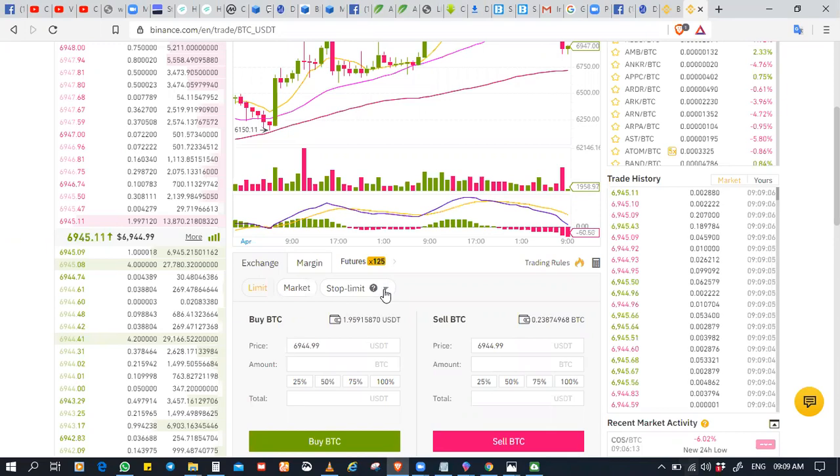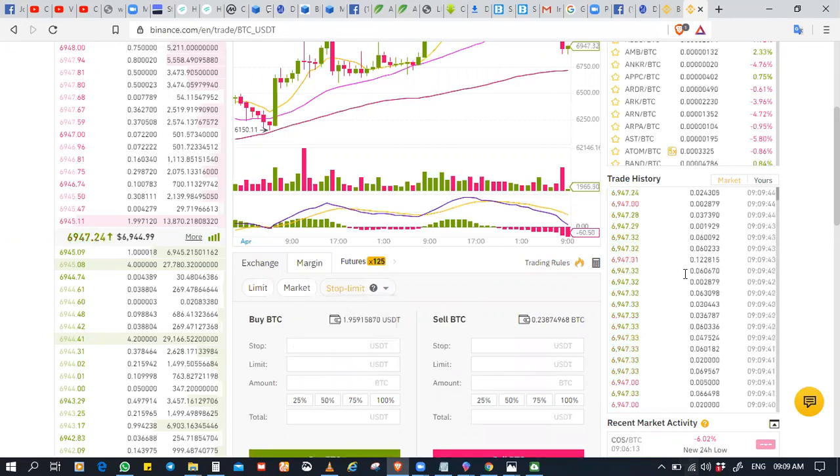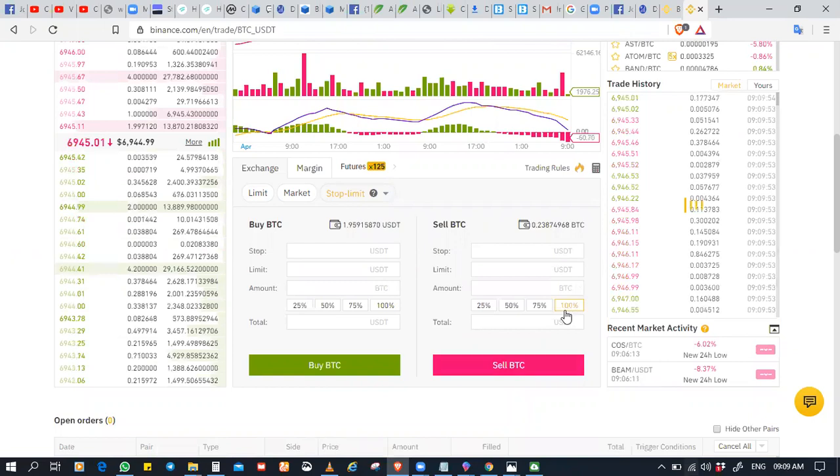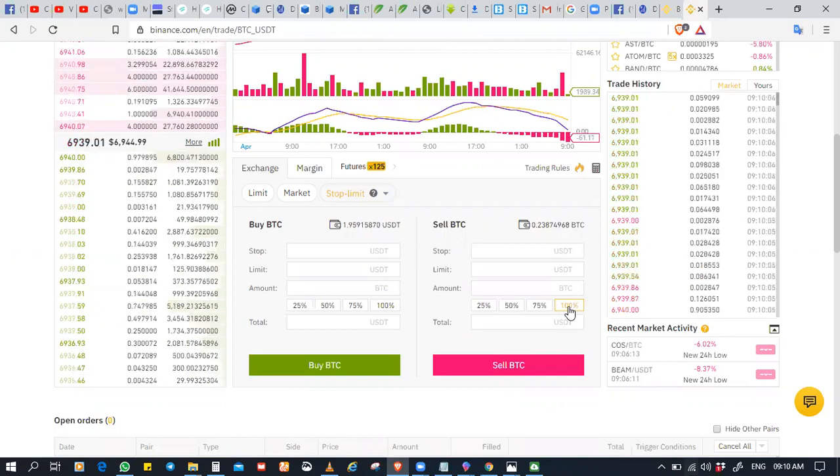Clicking on stop loss will give me two options, OCO and stop limit. So I'm going to use the stop limit. Now click on the stop limit. When I click on the stop limit, this whole page opens to what you are seeing right now. First, I want to move all the Bitcoin on this account. I want to put a stop loss on the entire Bitcoin. So I'm clicking on 100%.